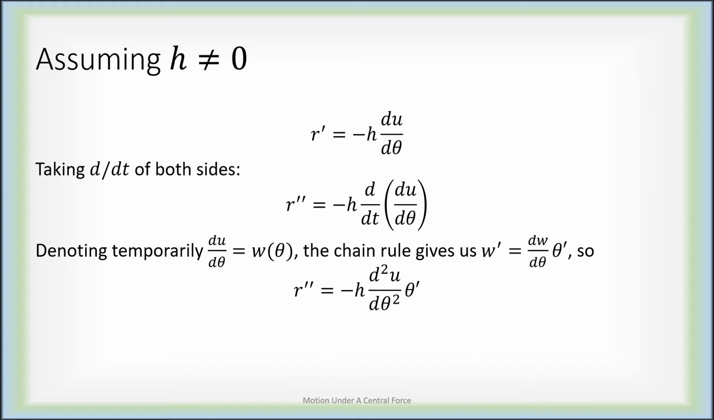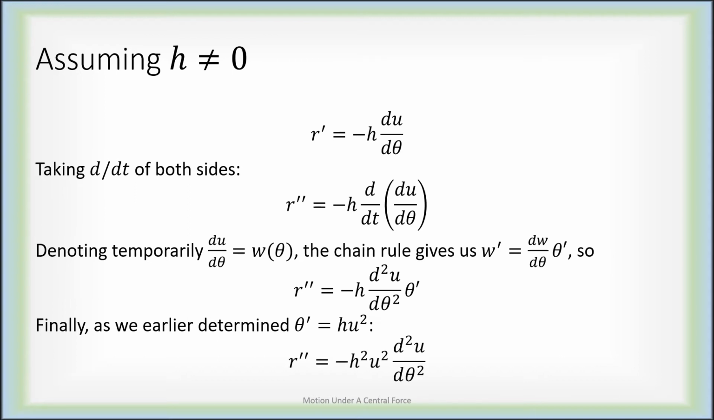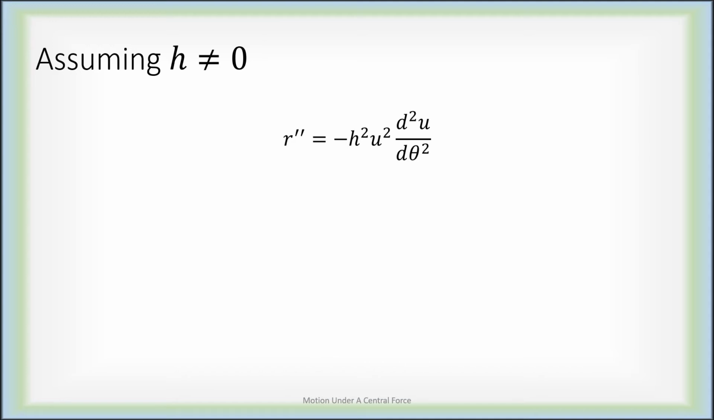So r double prime is negative h, second derivative of u against theta, times theta prime. But earlier we did discuss that theta prime is h times u squared. So plugging that in there, we end up with r double prime is negative h times hu squared, so negative h squared u squared, times this second derivative d squared u d theta squared. So r double prime is negative h squared u squared d squared u d theta squared.